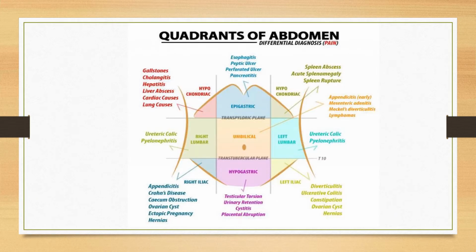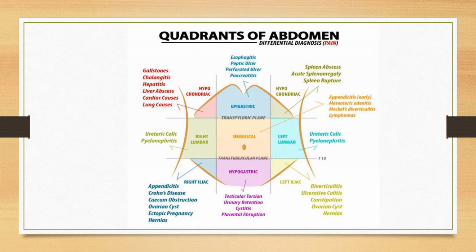Okay, so this slide is not meant to scare you at all, and if you know where organs are in the abdomen, then it'll make sense, right? So if we look in the right upper quadrant, the red disease is there. Well, what's in the right upper quadrant? The liver, so there's hepatitis, or liver abscess, which is an infection within the liver. Cholangitis is a blocked common bile duct causing infection. Gallstones, okay.